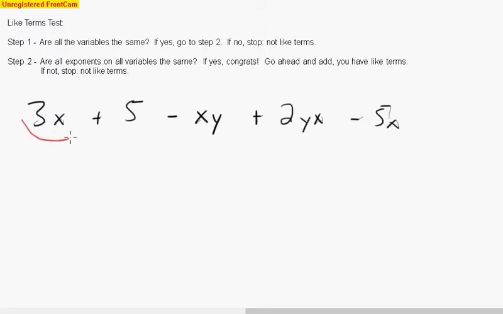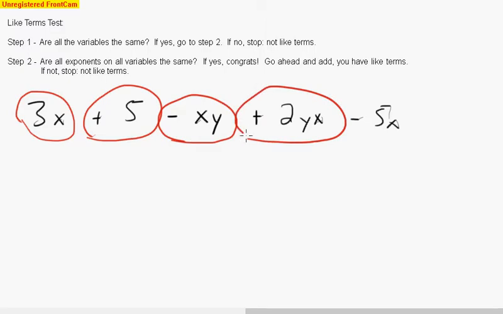So to start off with, let's circle our terms. Here's a 3x, here's a 5, here's a negative xy, here's a negative 2yx, and here's a negative 5x. So step 1, I want to try to combine like terms. Are all variables the same? So which terms have the same variables? Let's start with this one here. This first one. The only variable is x. So are there any other of these that have x in them? Here's one. Here's one. And here's one. These all have an x in. This one doesn't. He's already out. He doesn't even pass the first test.